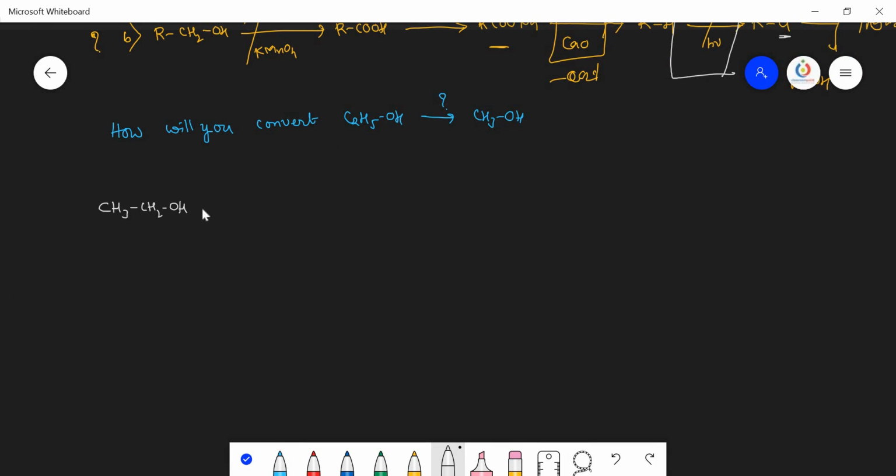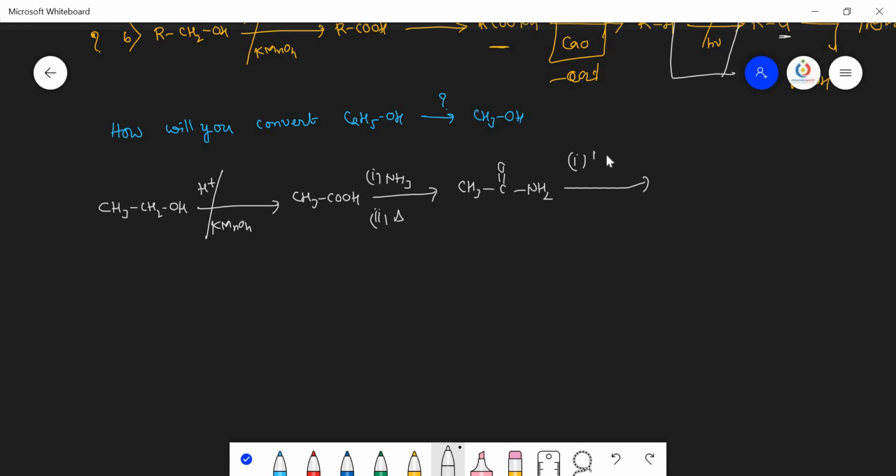CH3CH2OH, with H+ and KMnO4, we get CH3COOH, acetic acid. Subject it to ammonia, first step. Second step is heating, so that directly I am writing the amide. Then the first step is KOH plus Br2, Hofmann degradation, and the second step is HNO2. So you will get CH3OH.